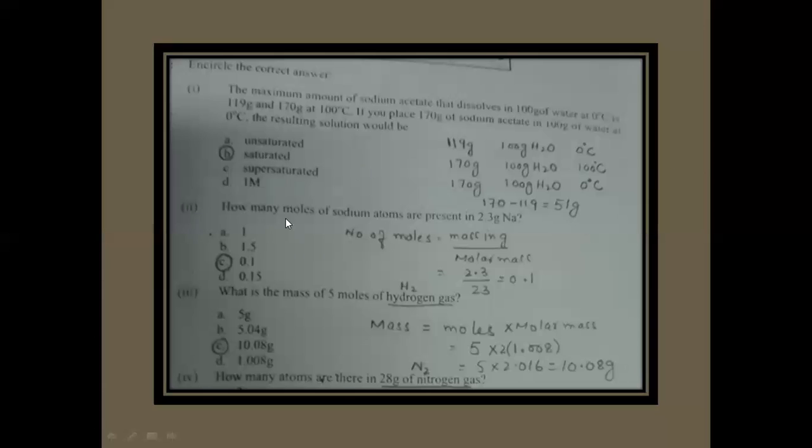Second MCQ, how many moles of sodium atoms are present in 2.3 grams of sodium? We have to find out the number of moles, okay? The given data is 2.3 grams of sodium. Mass is given and we have to find out the number of moles. Number of moles formula, you know, is mass in grams divided by molar mass. Mass in grams is 2.3 grams and molar mass of sodium is 23. So 2.3 divided by 23 will give us the answer 0.1 mole. So 0.1 mole is the correct option.